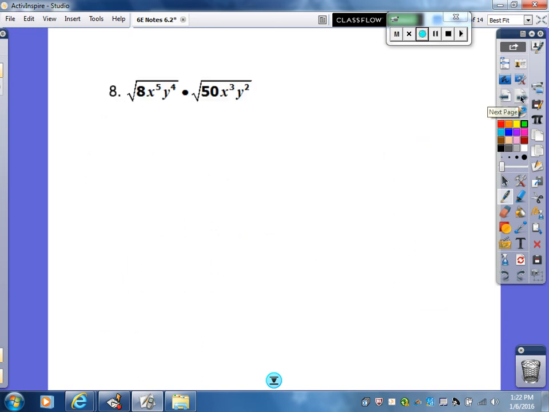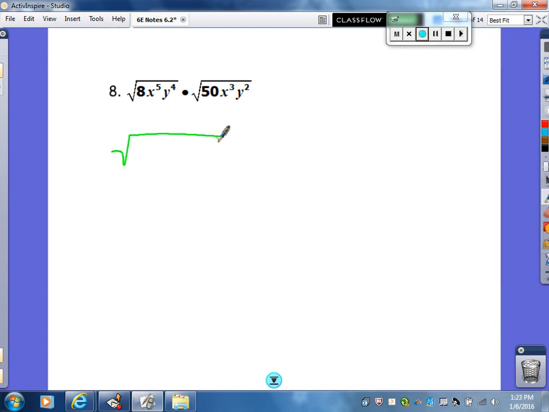All right, another problem. I see square root, so I can put these together. I'm multiplying, so that means I'm going to be adding exponents. 8 and 50. Think about what if we multiplied those together. 8 times 50 is 400, and hopefully you recognize 400 is a perfect square. So it's beneficial to me to go ahead and multiply the 8 times 50. It just depends on the problem. Sometimes you don't want to multiply them together if you can simplify them separately. So 8 times 50 is 400, x to the 8th power, y to the 6th power.